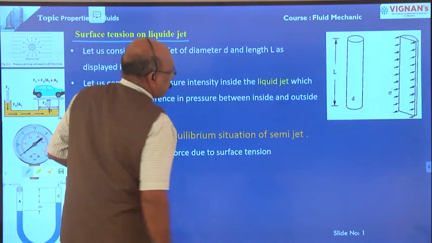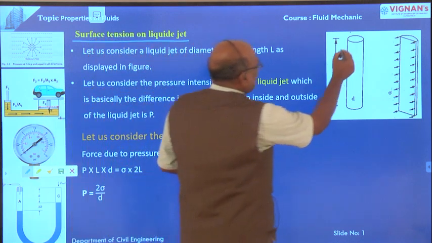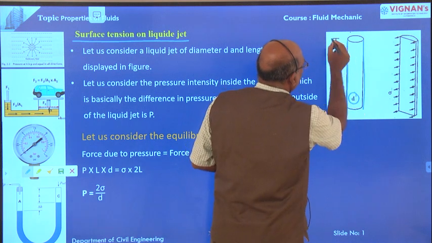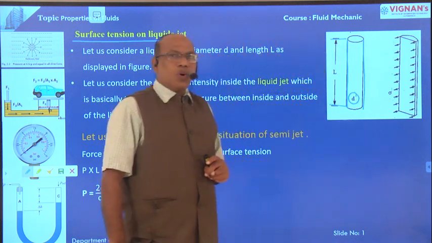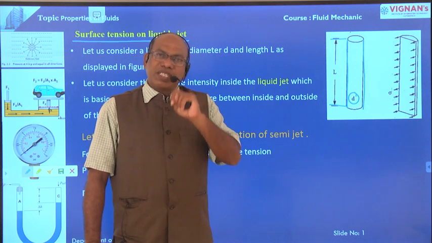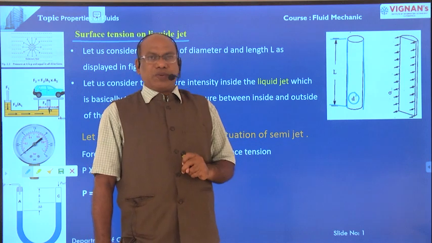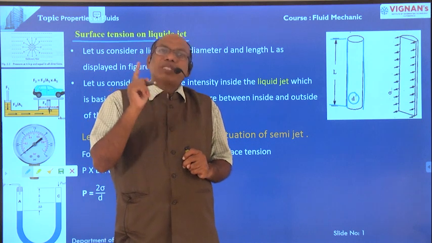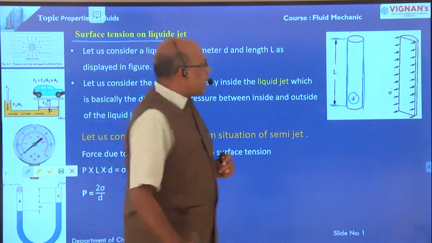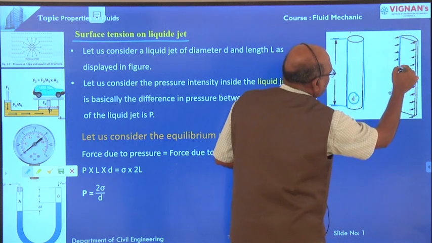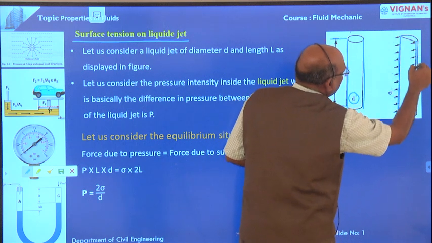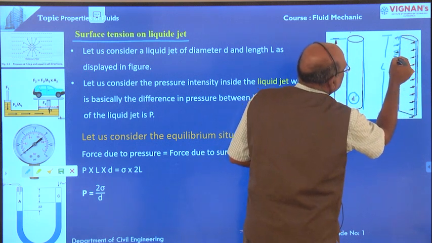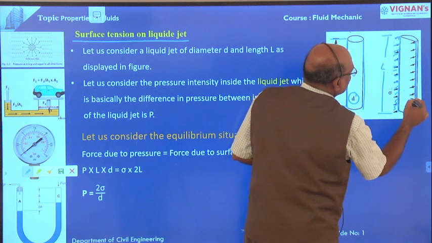Surface tension on liquid jet. Here, this is the liquid jet of length L, and diameter of the liquid jet is small d, length of the liquid jet is L. Here also, we are going to determine the surface tension force and also pressure force. Surface tension force, earlier case we have taken surface tension into circumference, that is equal to pi d. Here this is the liquid jet, the surface tension is acting on this length, which is equal to L. This is the surface tension force acting on the liquid jet.